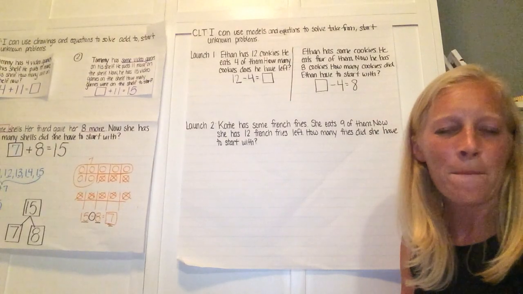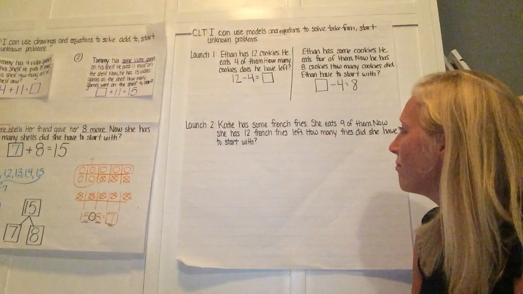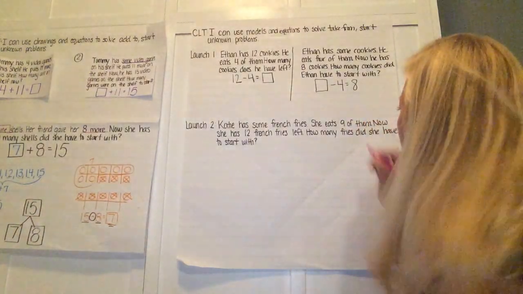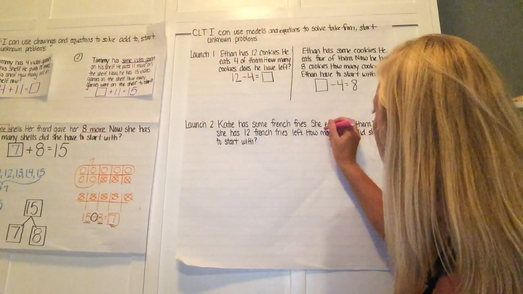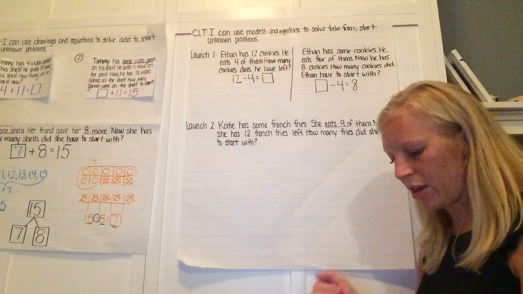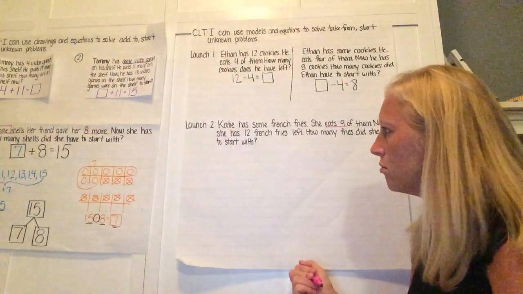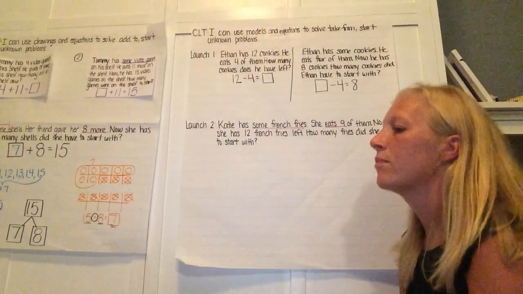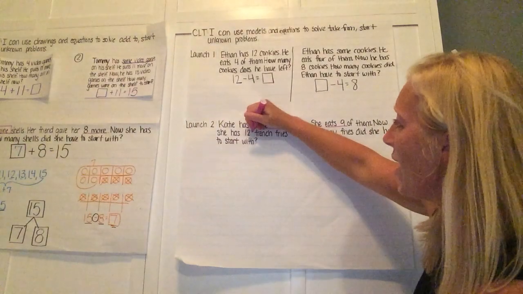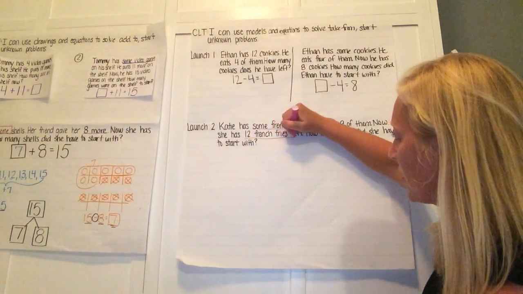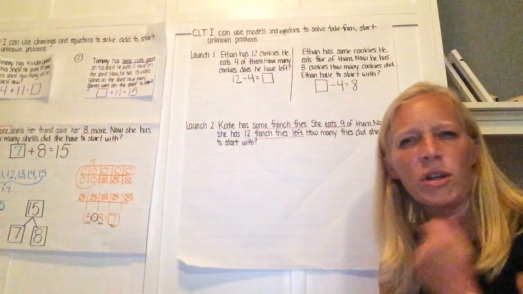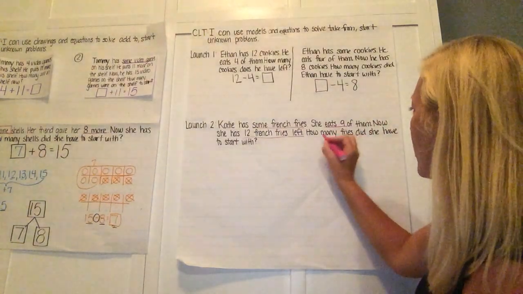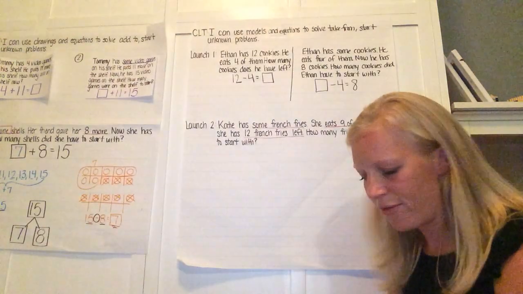What do we already know? She ate 9 of her French fries. She sure did. I don't blame her. I think I'd eat 9 French fries too. What else do we already know? She had some to start. And she has 12 French fries left. What are we trying to find out? How many fries did she have to start with?